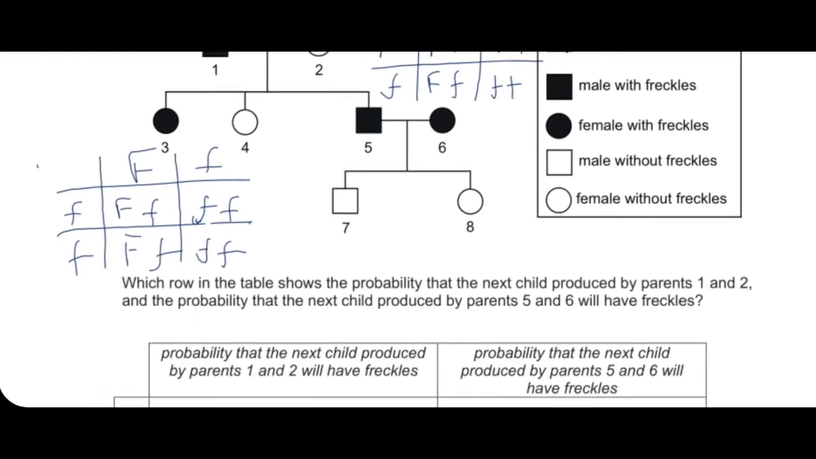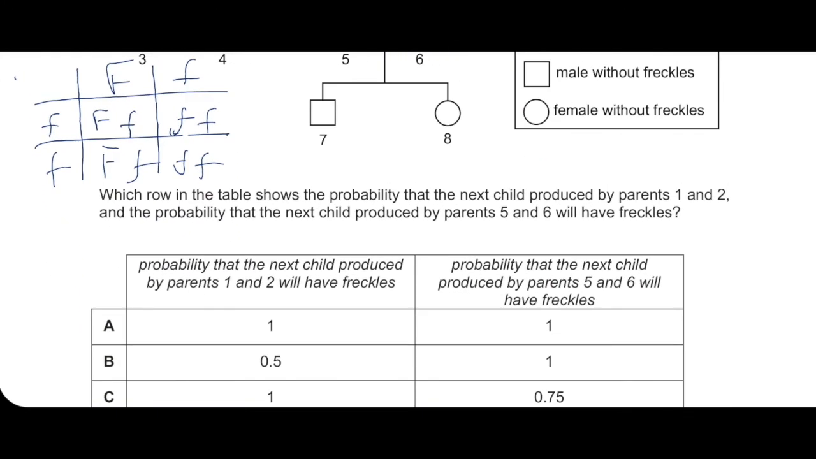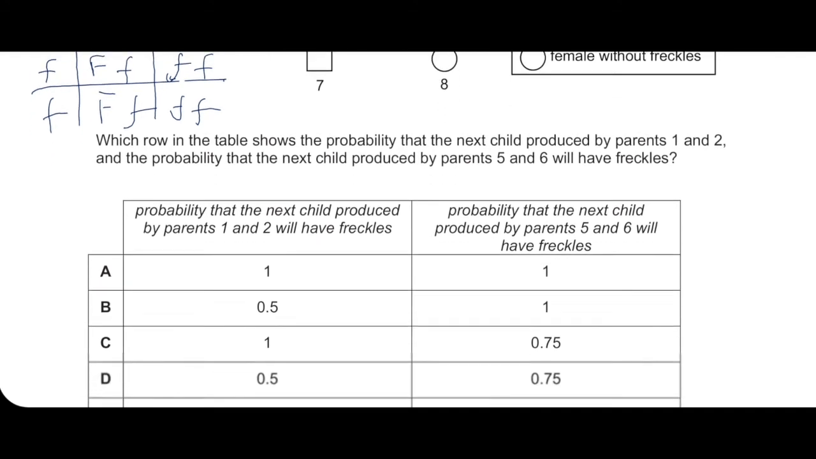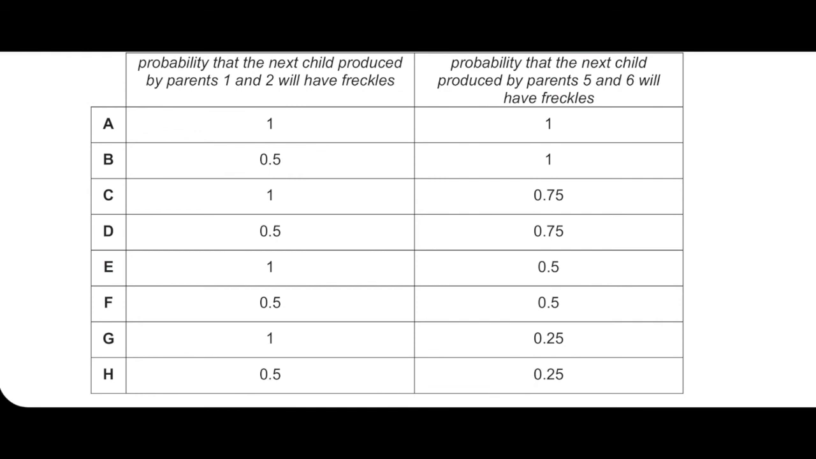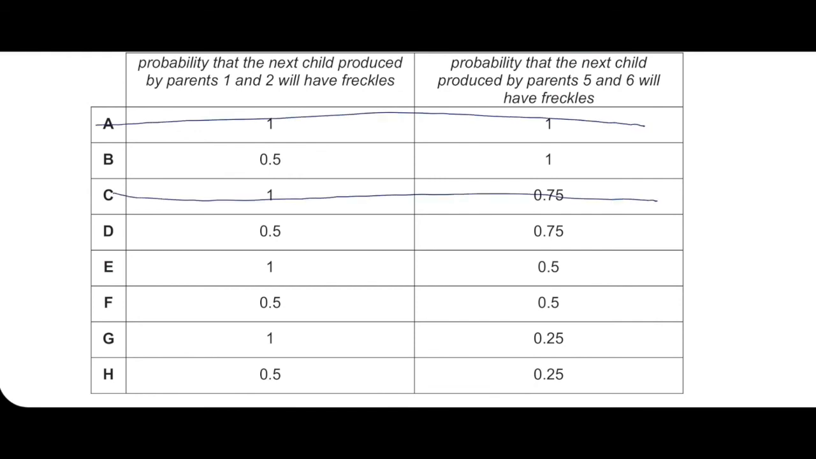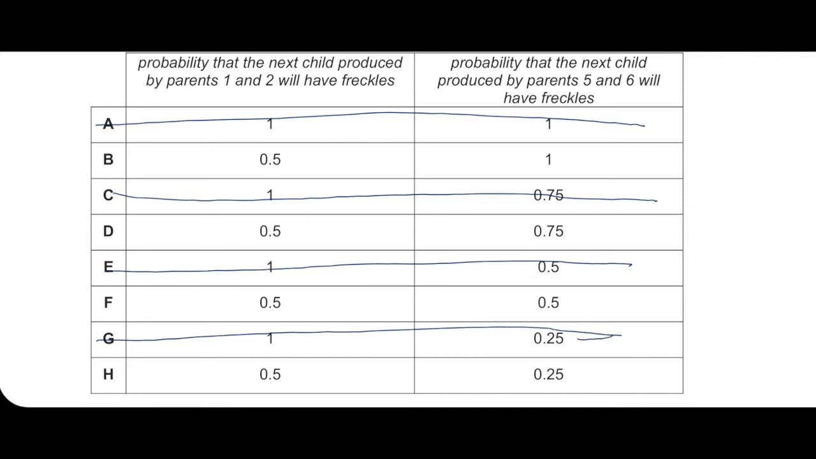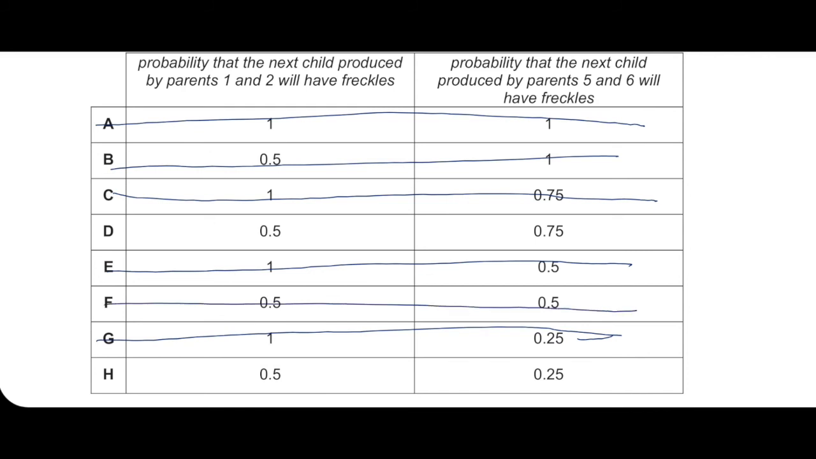So armed with this information that the probability that the next child produced by parents 1 and 2 will have freckles is 0.5, we could do some eliminations. So we can eliminate A, we can eliminate C, we can eliminate E, we can eliminate G. And the probability that the next child produced by parents 5 and 6 will have freckles is 0.75, so we can eliminate B, F, H, and the answer is D. And that is question 21 completed.